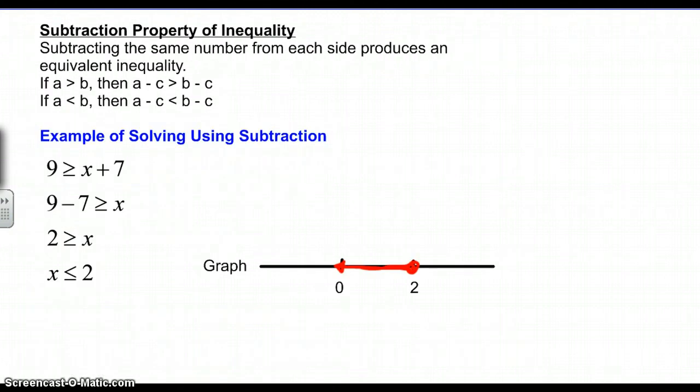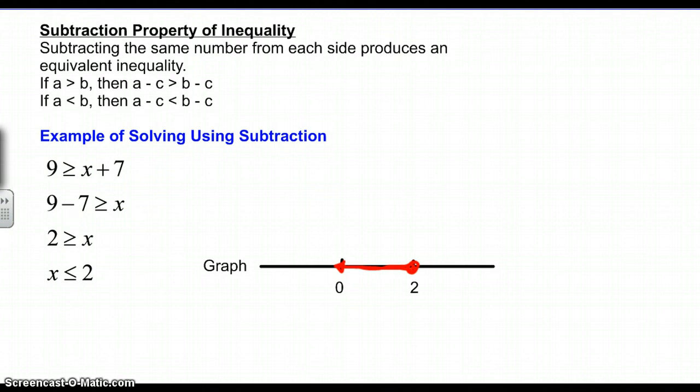The subtraction property of inequality says that subtracting the same number from each side produces an equivalent inequality. So if a is greater than b, then a minus c is greater than b minus c. As long as you're doing the same thing to both sides of the inequality, it's just like doing the same thing to both sides of an equation. It will keep it balanced. So here you can subtract the same number from both sides and get an equivalent inequality. If a is less than b, then a minus c is less than b minus c.